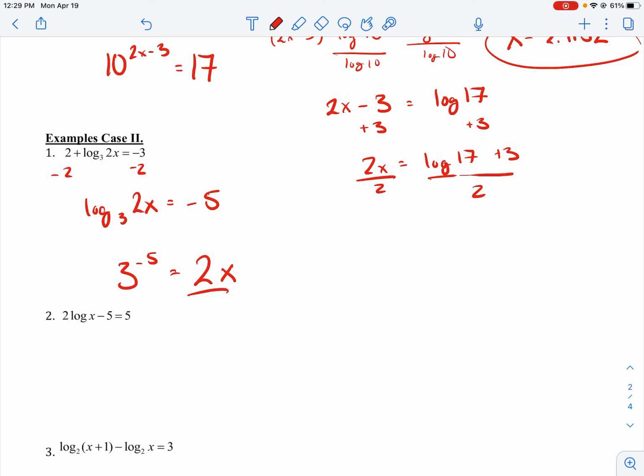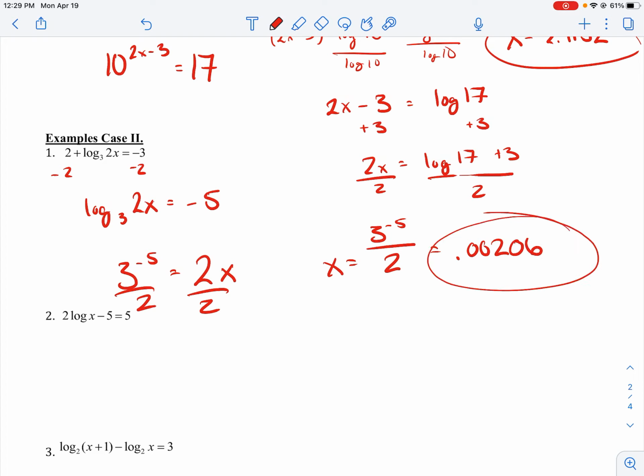And then we're going to divide both sides by 2. So x is equal to 3 to the negative 5 divided by 2. And so whatever that is equal to, this gives us 0.00206. Okay, and there's our answer. Let's go down to the next one.